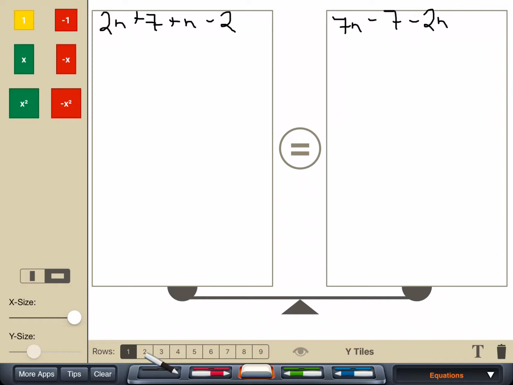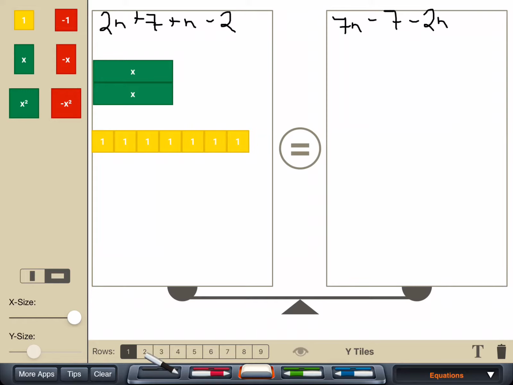We are going to use the same values with opposite operations, and anything new that we do on the left, we're also going to do to the right. Okay, so let's model this first. So I've got 2n here, and I've got 7. 1, 2, 3, 4, 5, 6, 7. And I've got n, and I've got minus 2. So those are my 4 terms on the left side.